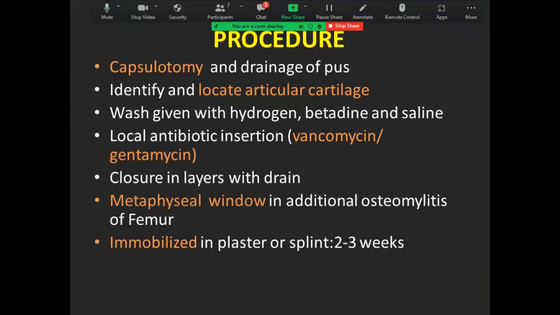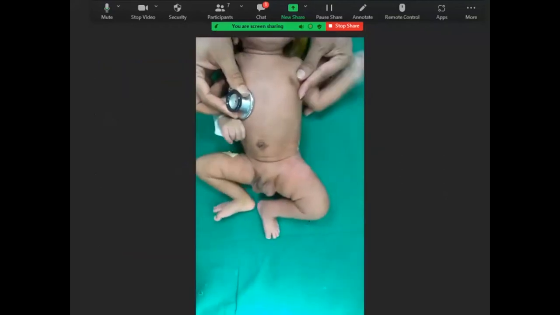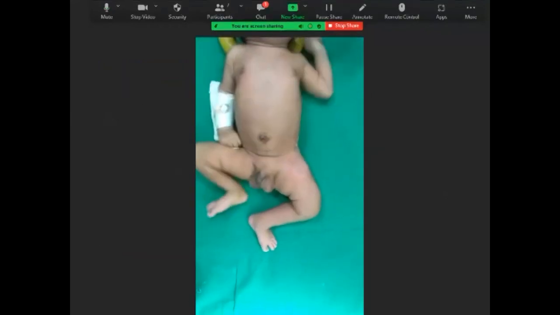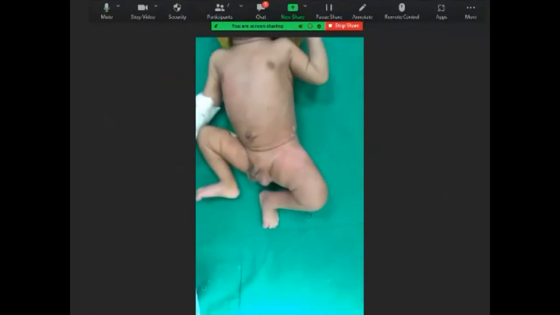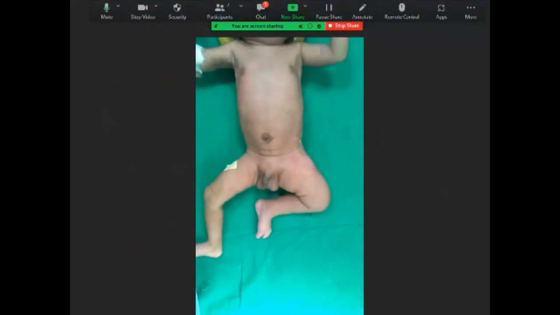Again, whether to immobilize or not depends upon the child. Most of the time, if the hip is stable before the drainage, generally I do not immobilize. But if you already have a dislocation, then it is probably a good idea to put the child in a pelvic harness or a spica cast. So this is another child. You can see that the child is not able to move the left lower limb, and you can see the fullness around the adductor region.